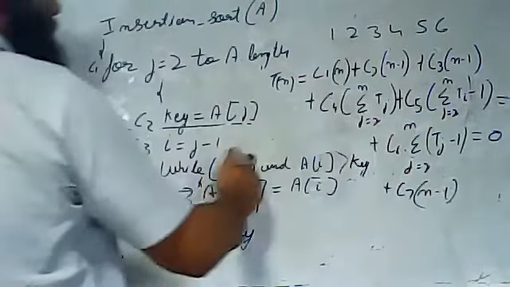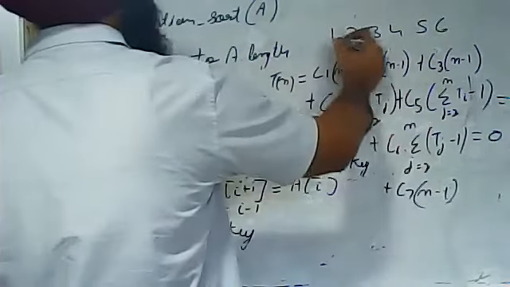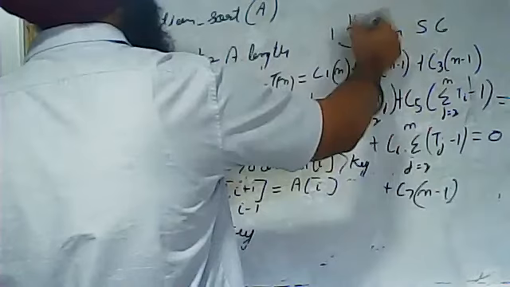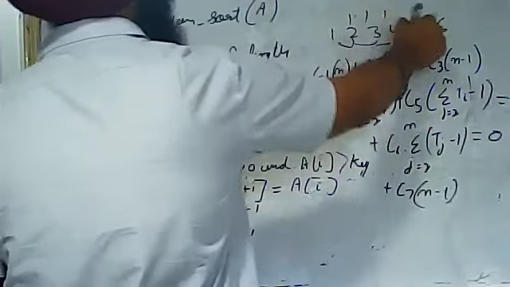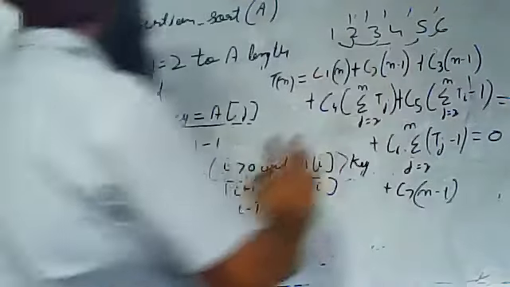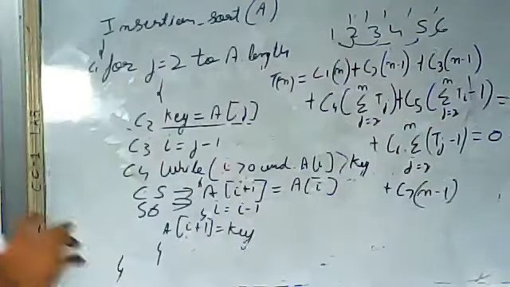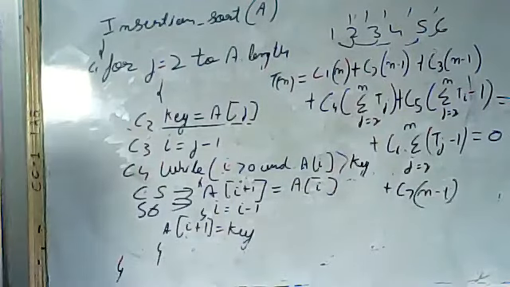This will get executed n minus 1 times. How many comparisons will there be? We'll compare it with this. There will be one comparison, then second, then third, then fourth, and then fifth. If there are 6 elements, there will be 5 comparisons. If there are n elements, there will be n minus 1 comparisons. Now I'll solve this equation.